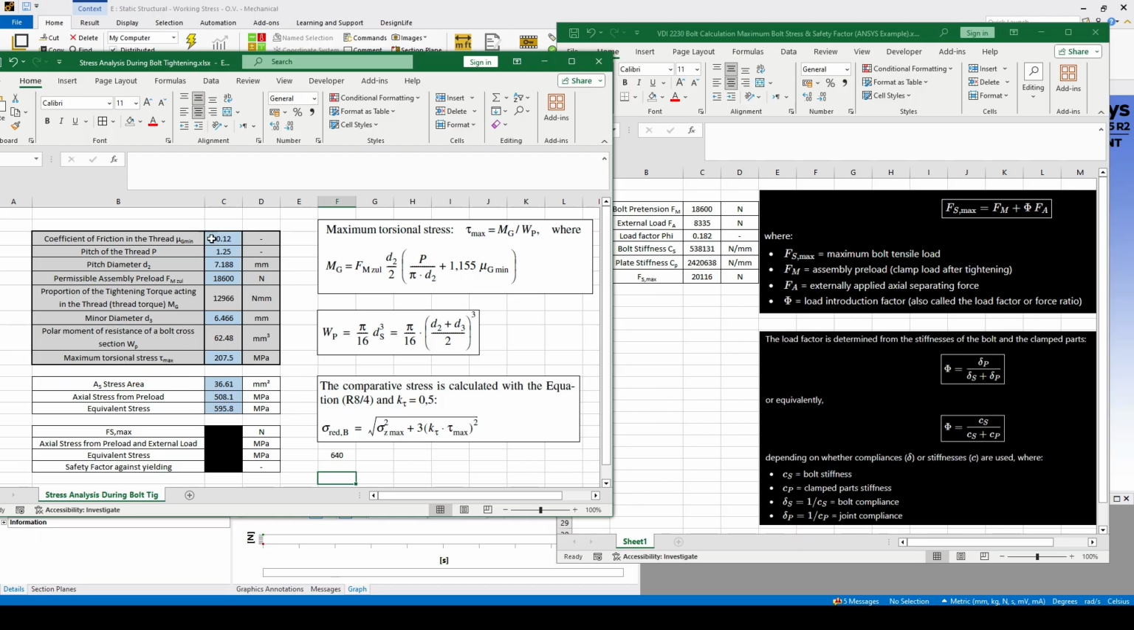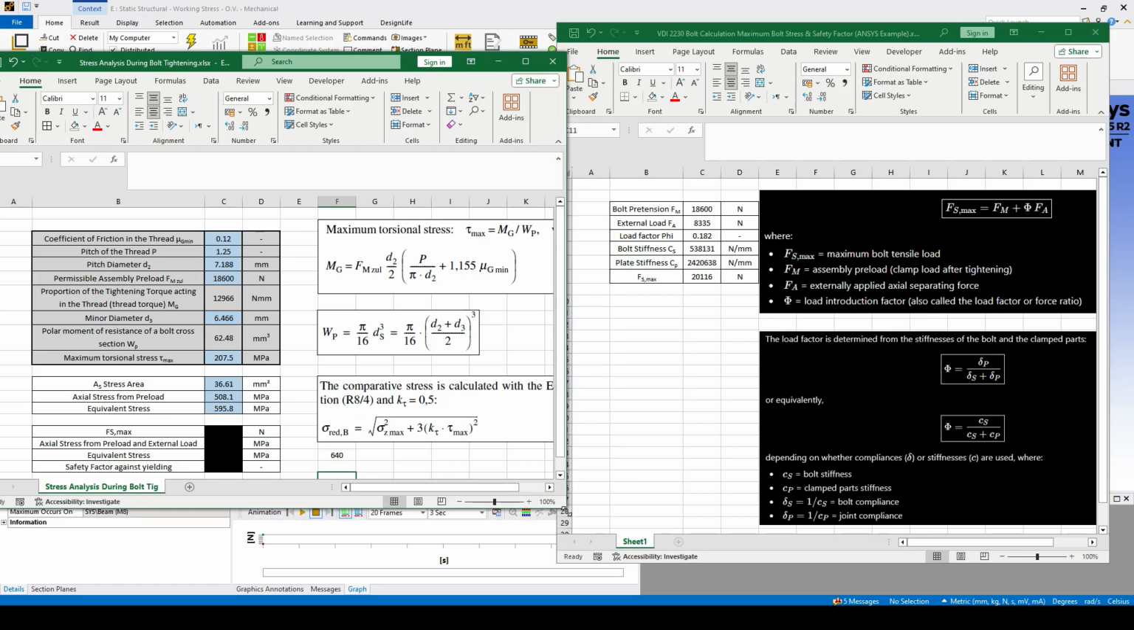So based on those calculations, we came to an overall equivalent stress on the bolt of 595 megapascal, but that is without any external load on the model, just taking into consideration the bolt pretension and the tightening. So the difference, and what we calculate in this video, is what happens when we have a load of 20 kilonewton in our model.